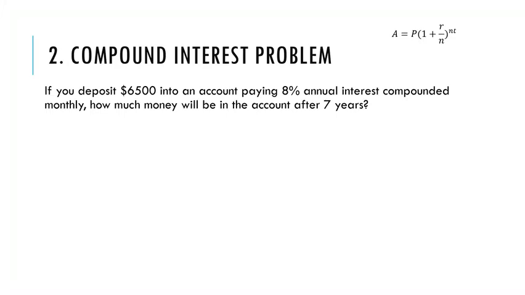6,500 times 1 plus 0.08 over 12. Now remember I told you to put this in its own set of parentheses, raised to the 12 times 7, and put that in parentheses when you hit your exponent key. When you do that, you're going to get $11,358.24.